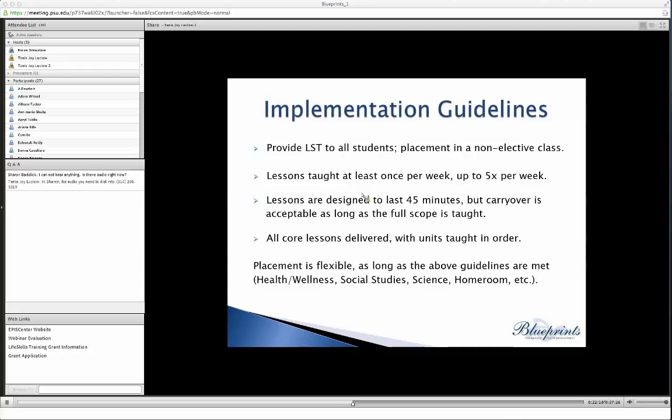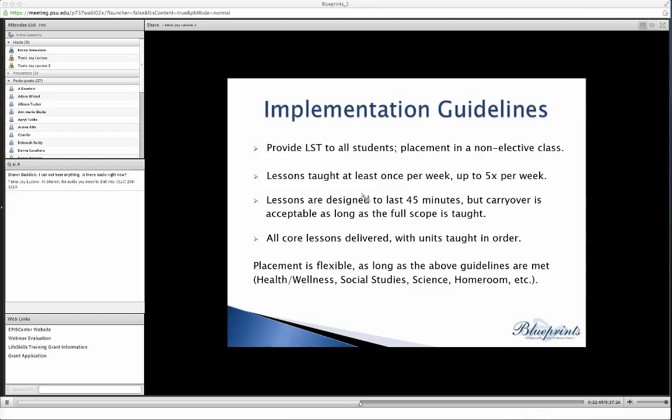The second, Kris already touched upon, but the program should be implemented at least once per week, but can be implemented more frequently, up to 5 times. Lessons are designed to take about 45 minutes. Sometimes teachers find that they would rather carry them over to spend a little more time on them, and that's okay as long as there's enough time in the implementation cycle to cover all of those core lessons. And units should also be delivered in order because they build upon each other. So placement of this is very flexible as long as these guidelines can be met.